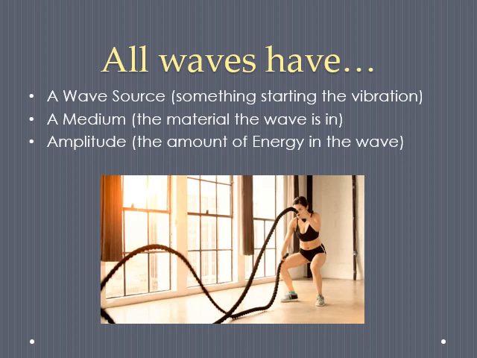A third thing that all waves have in common is a property called amplitude. The amplitude is the amount of energy in the wave. So when you give the wave a lot of energy, it has a lot of amplitude, and when you make a very gentle wave, it doesn't have very much amplitude. For example, in that rope wave you can see in the picture, the amplitude is shown by the height of the wave, because the more energy that she puts into it, the higher the wave will be.